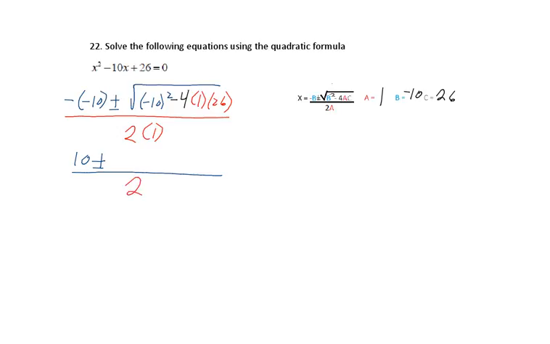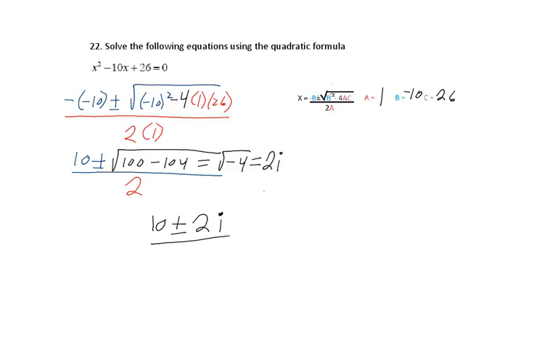And now the inside. Negative 10 squared is 100. And 4 times 1 times 26 is 104. If you subtract, you get negative 4. Now, I like 4 because 4 is perfect. It's 2. But because it's negative, that really means 2i. So you get 10 plus minus 2i over 2. And notice how 10 and 2 are all even, so you can divide everything by 2. So you get 5 plus or minus i.